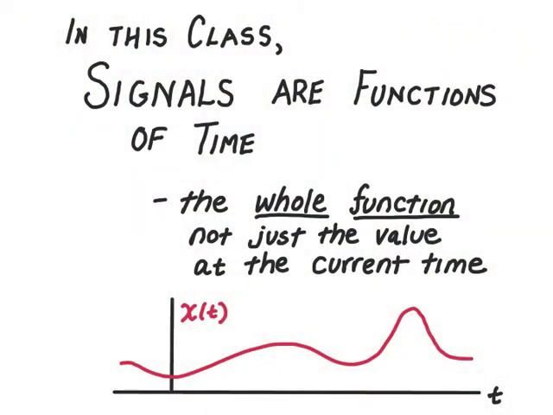From your previous mathematical background, you should have a good idea of what signals are. Signals are simply functions of time: pressure, temperature, force, acceleration, as a function of time. It should be mentioned that the signal is the whole function of time, not just the value of a particular variable at a particular time. It's the entire curve.